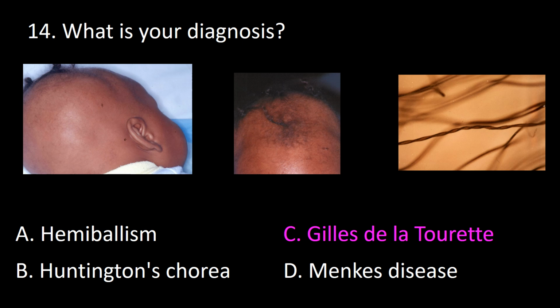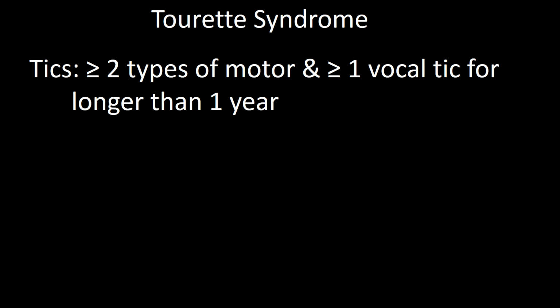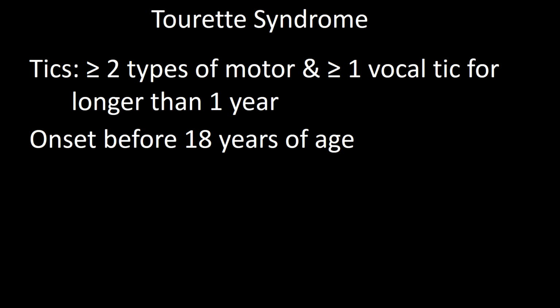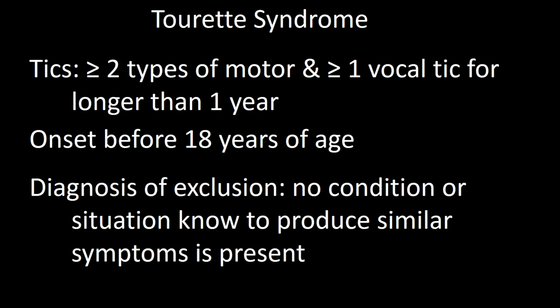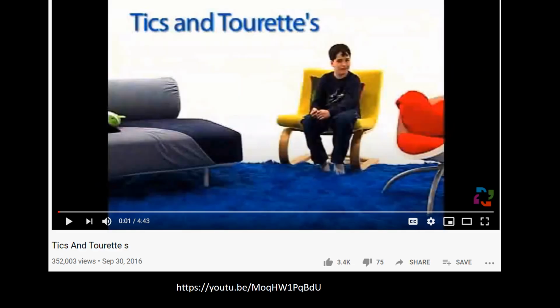The third choice in this question is Gilles de la Tourette, or Tourette syndrome. Tourette syndrome is characterized by two cardinal findings: sudden involuntary twitches or movements called motor tics, and sudden utterances called vocal tics. They must be present for over 1 year to establish the diagnosis of Tourette syndrome. These findings start before 18 years of age. The cause is unknown, but it is believed to be a chemical imbalance in the basal ganglia that produces no consistent MRI detectable abnormality. Go to YouTube and watch this video. It only lasts about 4 minutes.